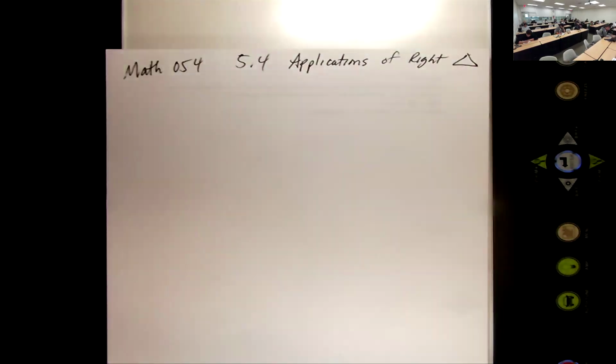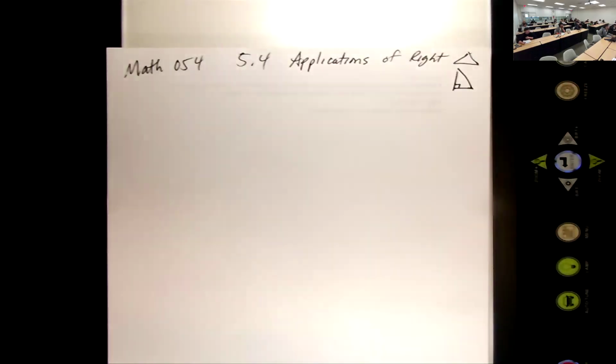Before we do, let's talk about significant digits for a second. We're on applications of right triangles. Where does this come up? There we go, a right triangle. That's me being a pro right there. Maybe I better draw a right triangle. There we go, that's a right triangle.